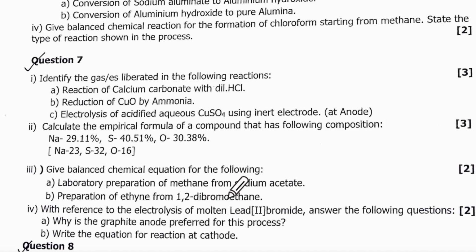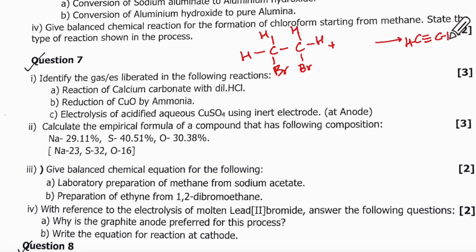Anybody confused for this? Okay. Now dibromo, and it is eth-ane. So we'll write here Br and here Br. It is ethane, no? So you do it structure wise. But what do they want? Ethyne. Ethyne means what? C triple bond C and H here and H here.